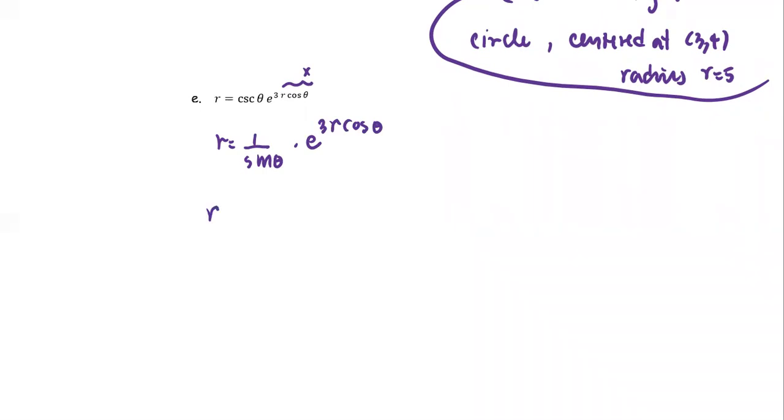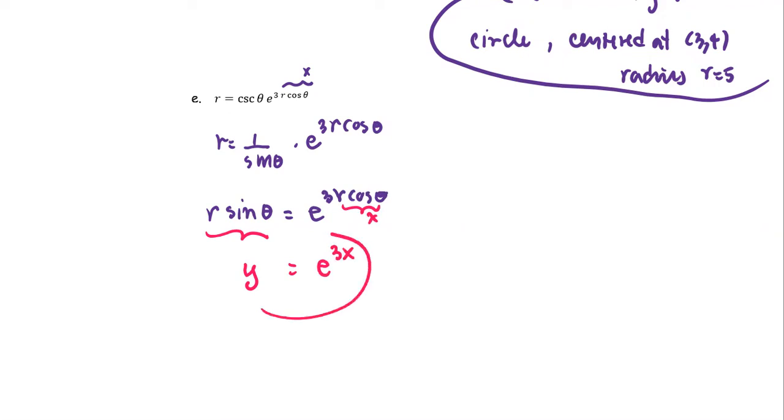We can see the left-hand side as r multiplied by sine theta equals e to the power 3 times r times cosine theta. And then we can replace the r times sine theta with the y, r times cosine theta as x. Then we obtain the equation y equals e to the power 3x. This time we have the exponential graph y equals e to the power 3x.